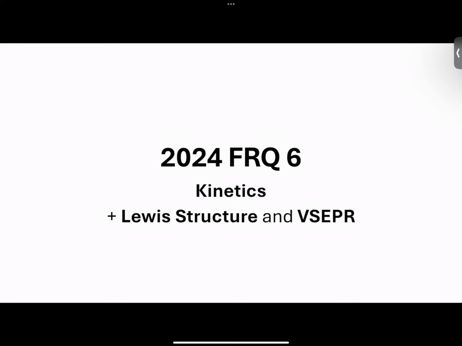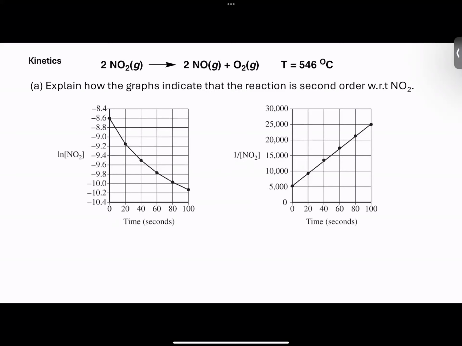So let's have a complete understanding of the kinetics and also the combination of Lewis structure and valence shell electron pair repulsion theory for the shape and geometry of the molecule. First, we are given a decomposition reaction: 2 moles of nitrogen dioxide gas at a high temperature, 546 degrees. Usually this type of gas phase reaction requires the presence of a catalyst. The catalyst is not mentioned here, but always assume the catalyst is there, and it is decomposing into 2 moles of nitrogen monoxide gas and oxygen gas.